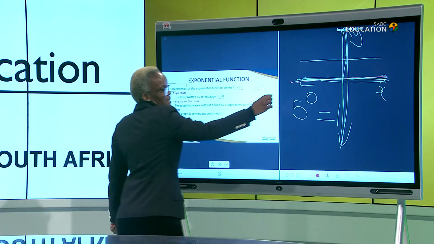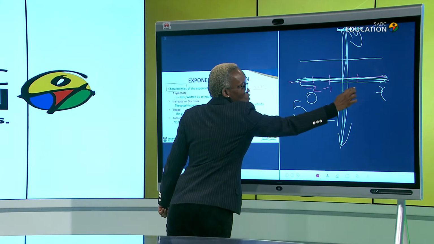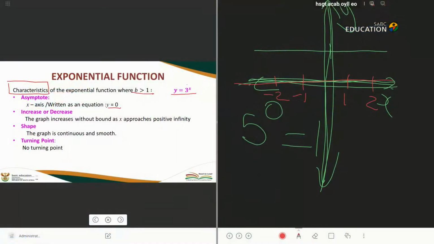Hopefully we remember why it is y equals 0. On the x-axis, if I have -1, -2, 1, 2, the coordinates there are (1; 0), (2; 0), and (-1; 0). We can see that always our y is 0. That is why when we write it as an equation, we have y equals 0, because on the x-axis, y is 0.